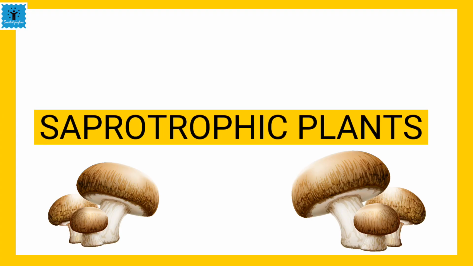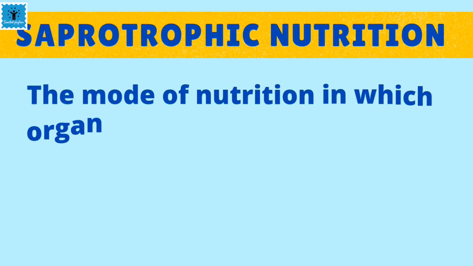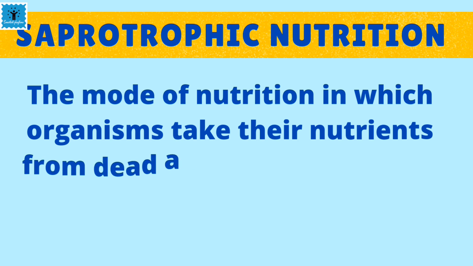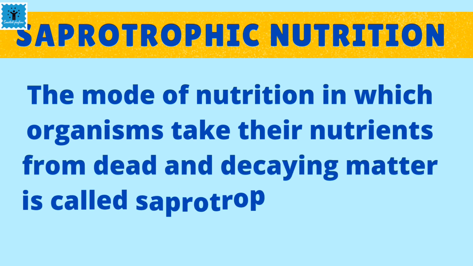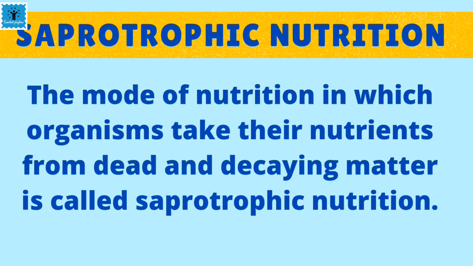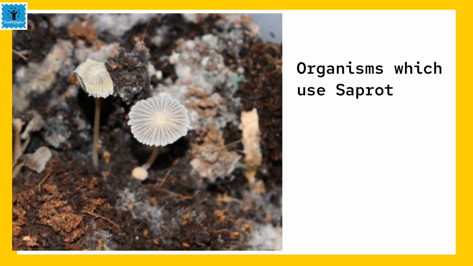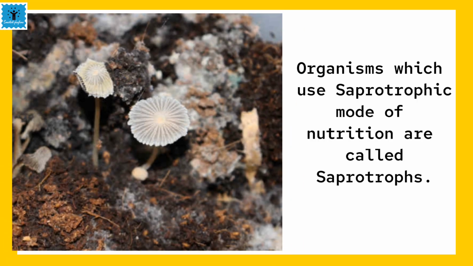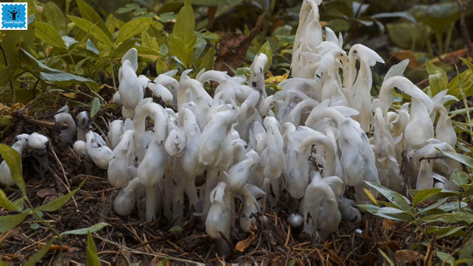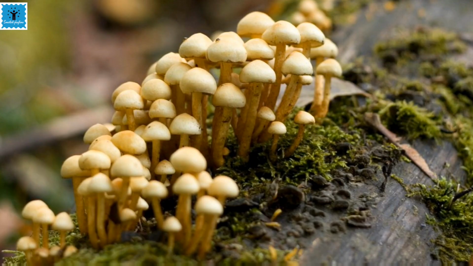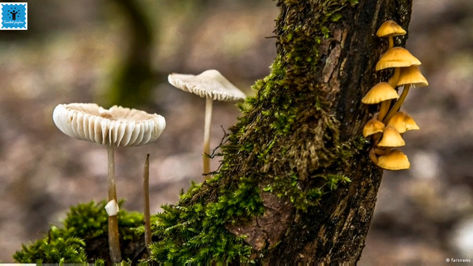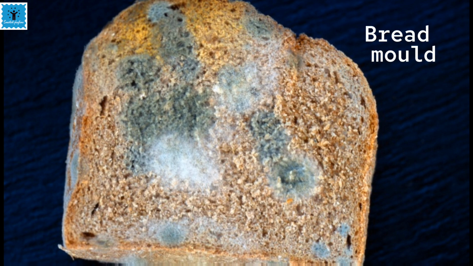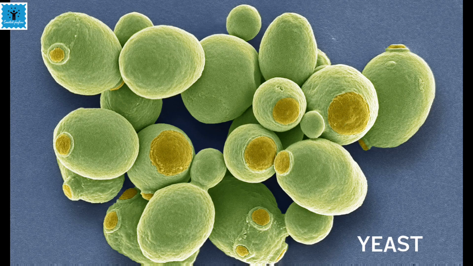Third category is saprotrophs. Some organisms take nutrients from dead and decaying matter. This mode of nutrition is called Saprotrophic Nutrition. Organisms with saprotrophic mode of nutrition are called saprotrophs. Fungi like mushroom grow on dead and decaying matter for their food. Bread mold, which is also a type of fungi, and yeast are also example of saprotrophs.